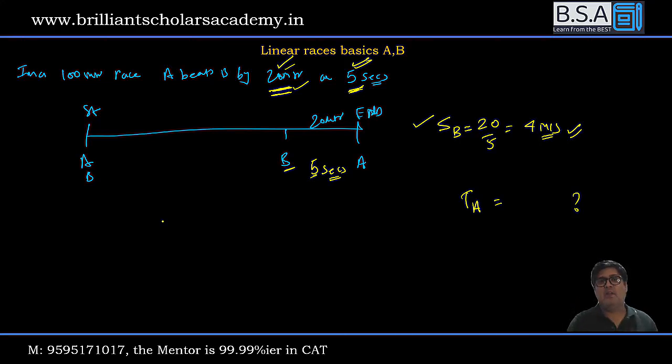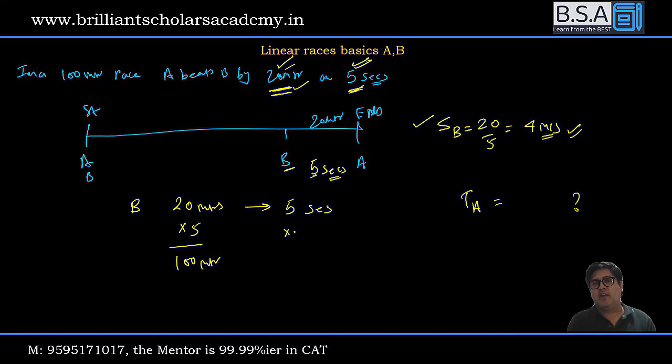Please learn. For B, focus on B, 20 meters require 5 seconds. What is the complete race length? 100 meters. So can I say 100 meters will require 25 seconds for B. Total time of B is 25 seconds. And A finishes 5 seconds earlier. The time for A is 20 seconds.